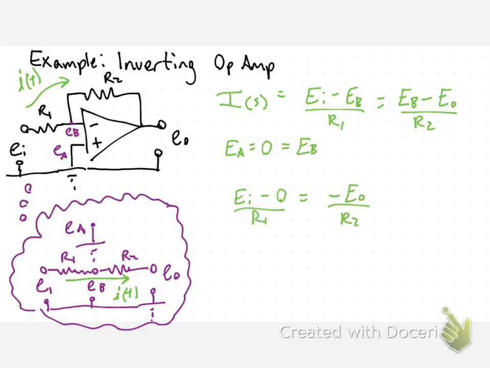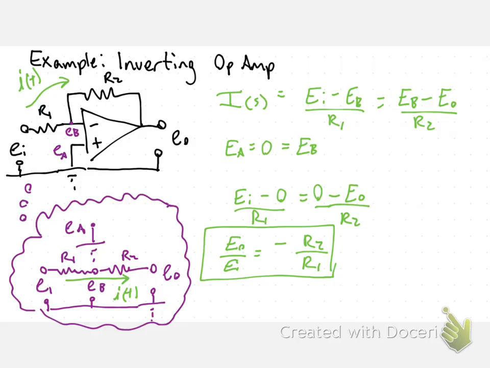So EB is always equal to EA, and because EA is equal to 0, EB is now equal to 0. So we can replace that top equation with EI minus 0 over R1 is equal to 0 minus EO over R2. And our output voltage over our input voltage will be equal to negative R2 over R1. And because the sign of the voltage changes, that's why this is called an inverting op-amp.